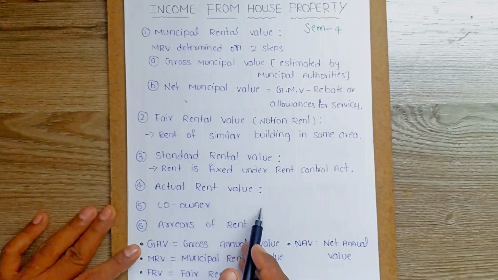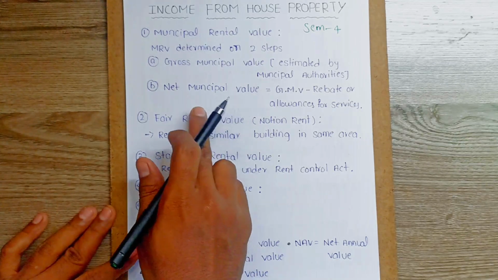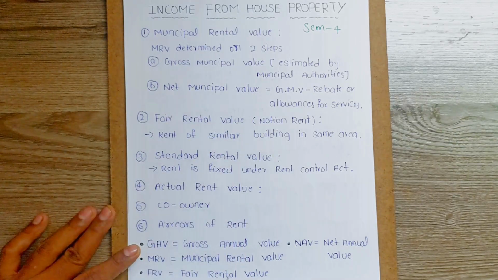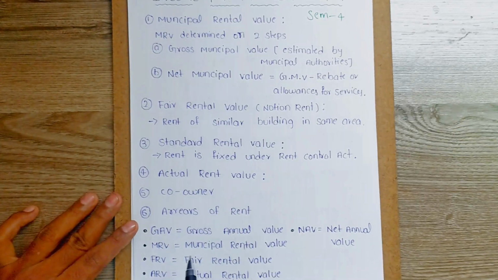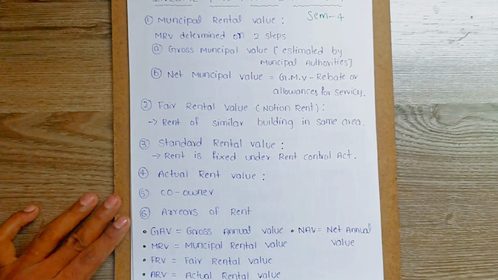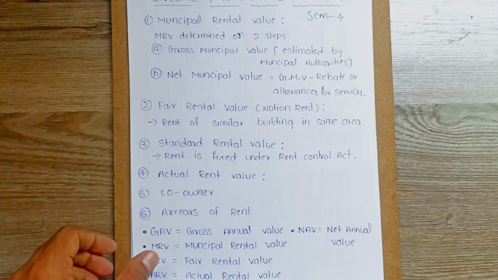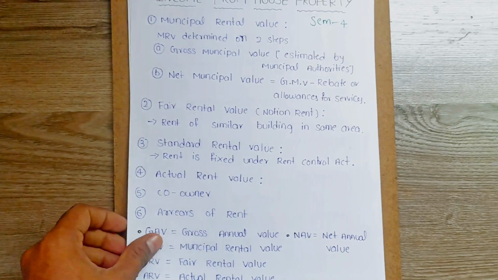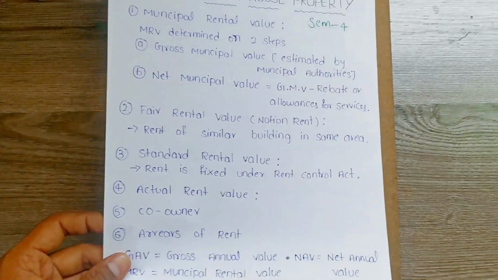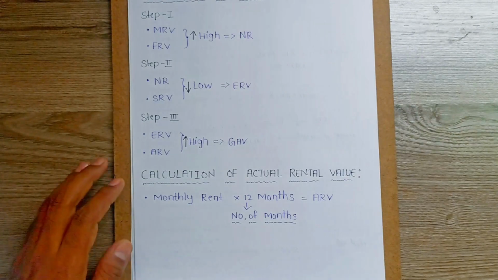Actual rent value. Co-owner, where there are two owners of the property. Arrears of rent. You have to note down all these terms for further reference while doing the sum. You can take a screenshot and please try to watch the video till the end, then you can understand the problem very easily and you can solve the problems in the exam very easily.